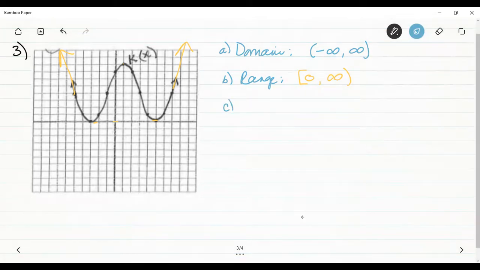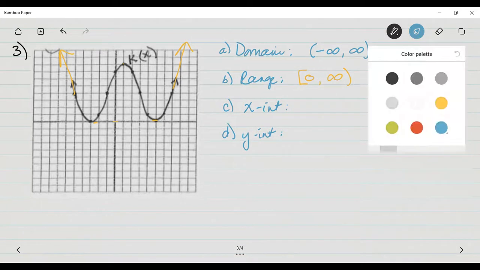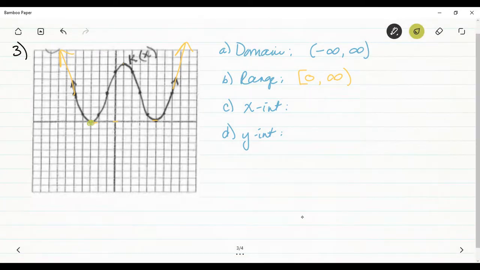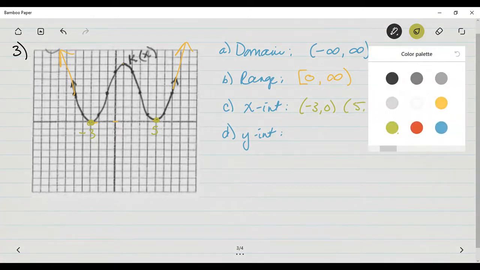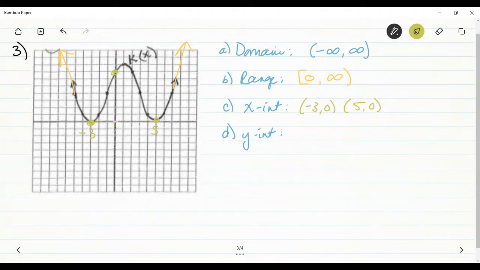Our x and y intercepts are next. Our x-intercepts, looking at this graph, will actually be this point here and this point here, corresponding to -3 and 5. So (-3, 0) is one intercept, and (5, 0) is the second intercept. Our y-intercept at the top here is up at (0, 7).